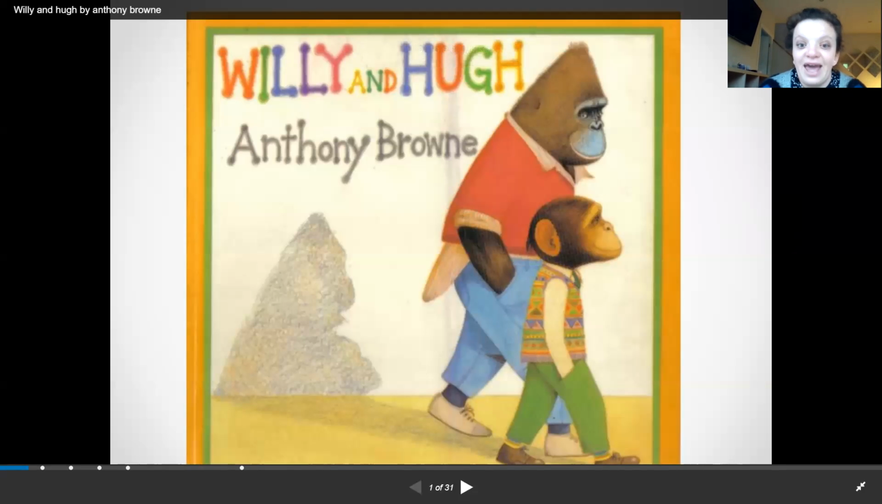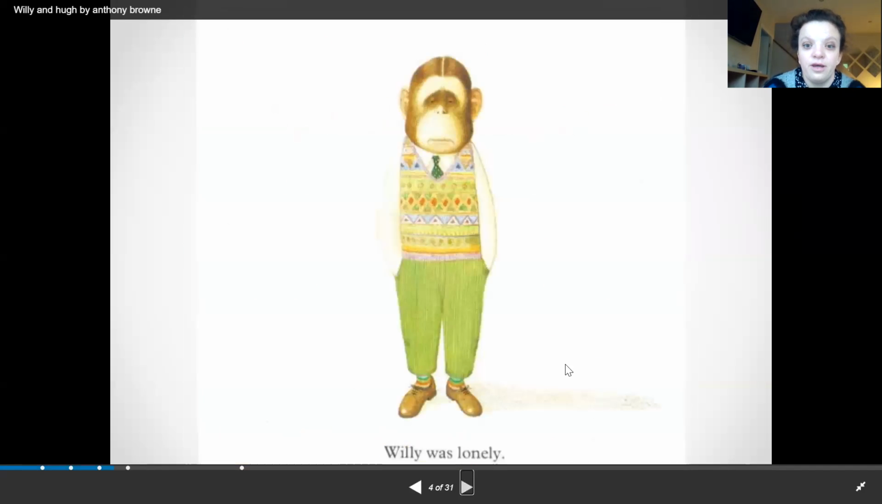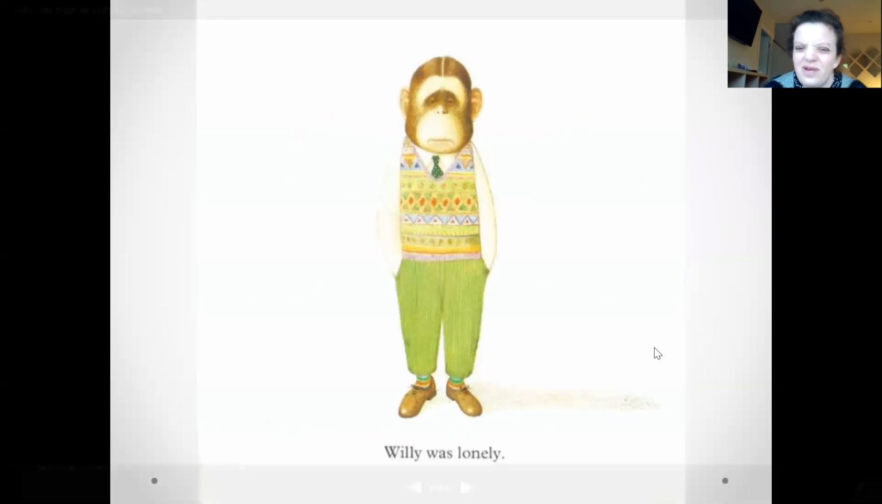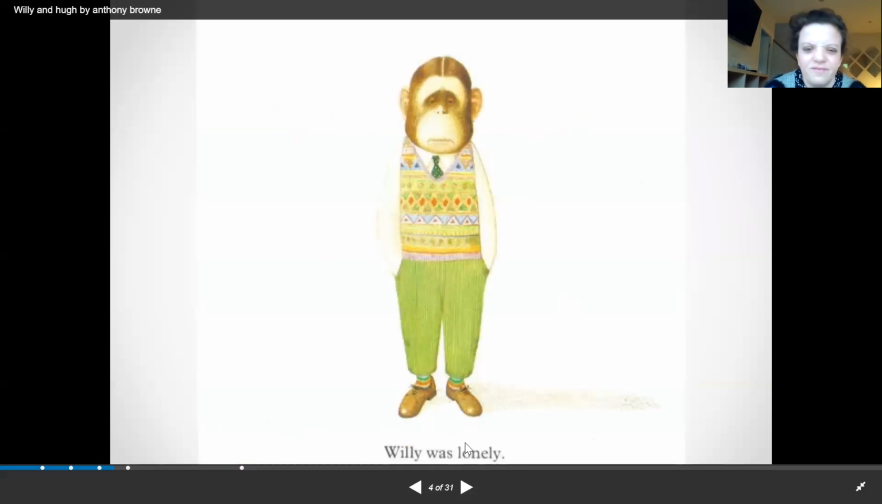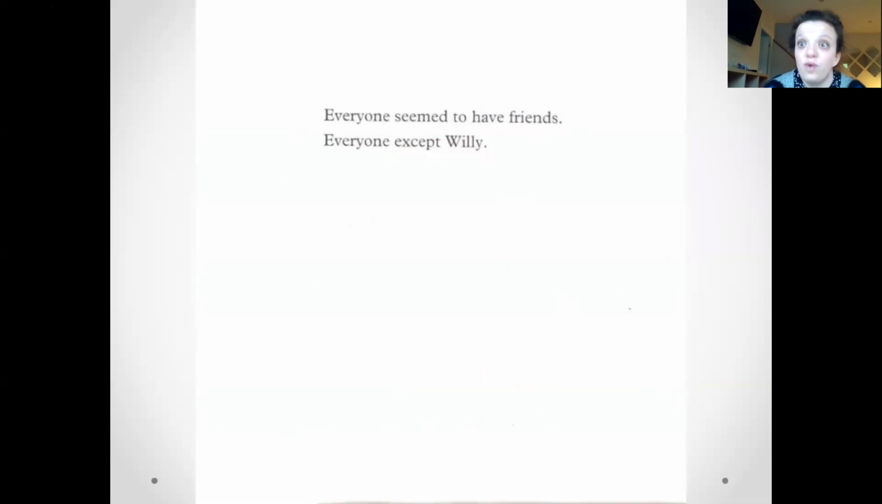Willie and Hugh by Anthony Browne. Willie was lonely. What does lonely mean? All by yourself. Everyone seemed to have friends. Everyone except Willie.